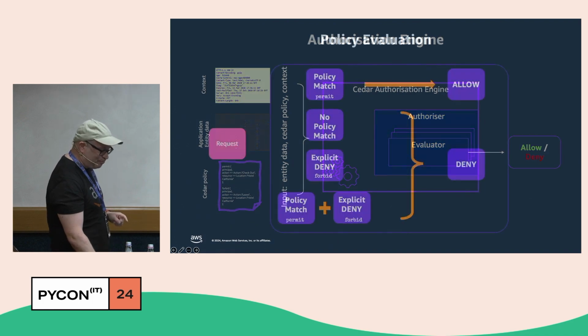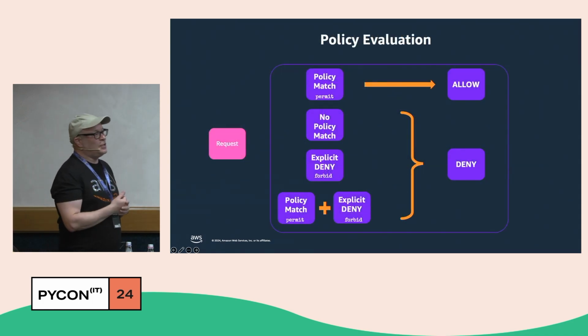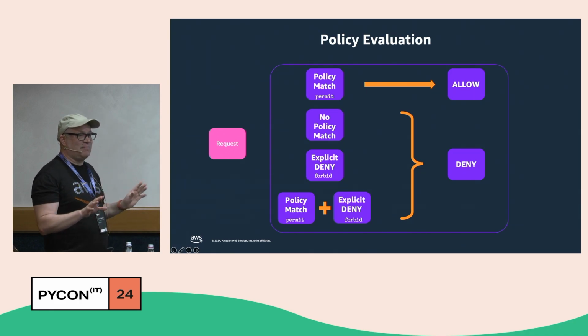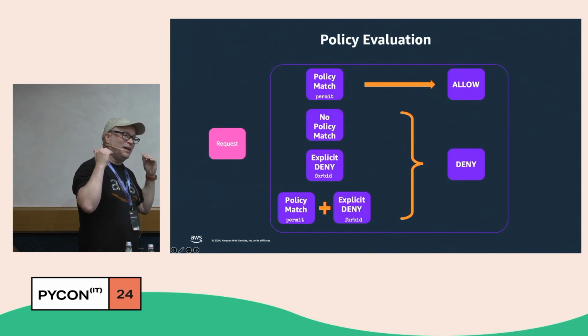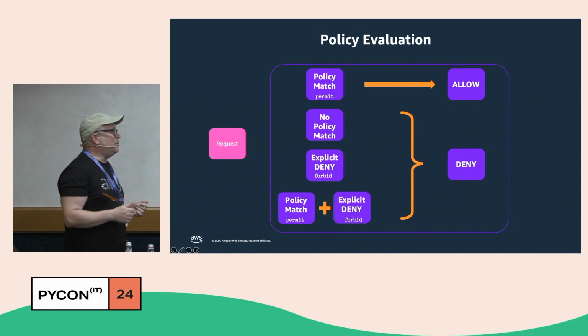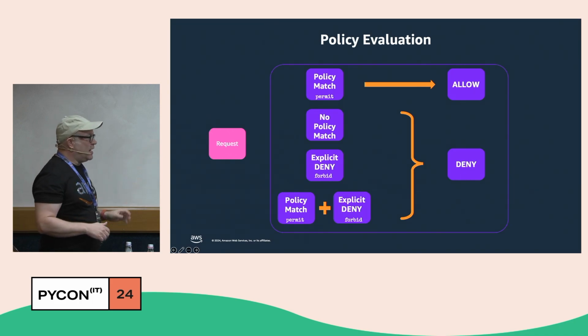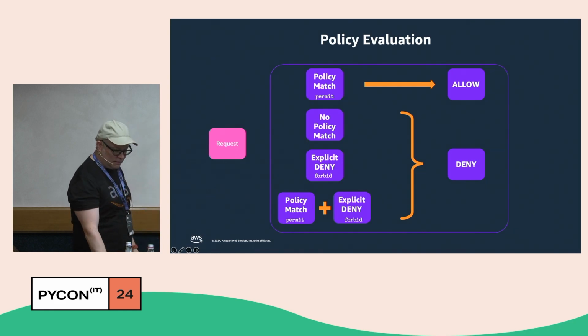Now, how Cedar evaluates permissions is very simple. If there's nothing there, you will not get access to anything. If you are explicitly mentioned in a policy, you will be allowed access. But if there's a conflict between allow and deny, you will always get deny. That's a very simple model for how Cedar evaluates, and again, it's one of the things that makes Cedar slightly different to some of the alternatives out there.